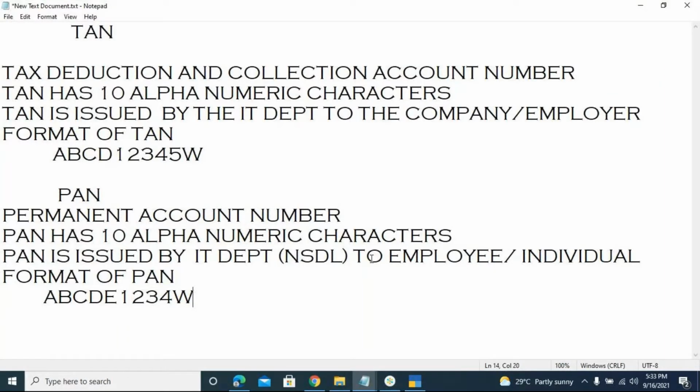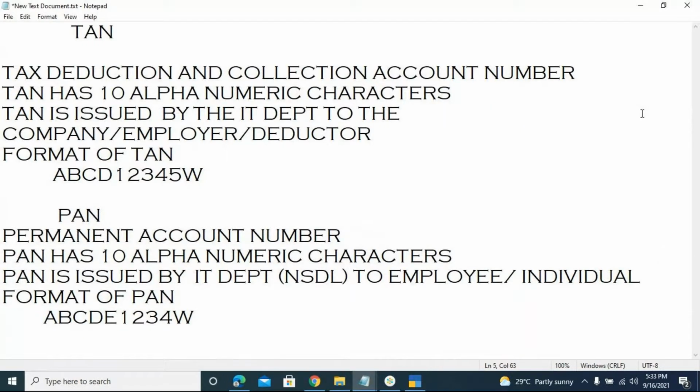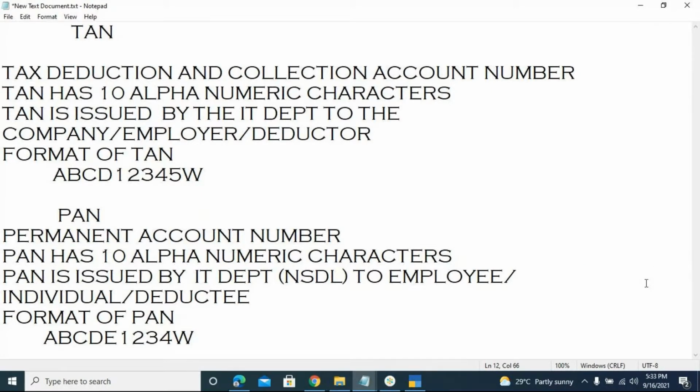TAN is the tax deduction and collection account number. TAN has 10 alphanumeric characters. TAN is issued by the IT department to the company or the employer, the person who deducts the TDS, the deductor. I will also add the word deductor here, and this is, of course, the deductee. And what is the format of TAN? 4 alpha, 5 numbers, 1 alpha. And what is the format of PAN? 5 alpha, 4 numbers, and 1 alpha.